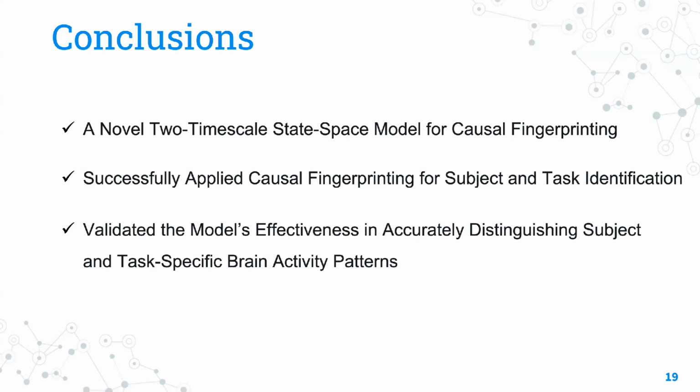First, we developed a novel two-timescale state space model for causal fingerprinting, which offers a new perspective for identifying both subjects and tasks. Second, we successfully applied causal fingerprinting to distinguish subject and task fingerprint patterns. Lastly, we validated the model's reliability, achieving high accuracy in recognizing both subjects and tasks. Overall, this approach provides a robust framework for using causal analysis to gain deeper insights into brain function, offering a promising approach for future study in neuroscience.